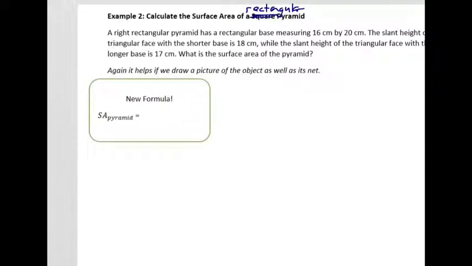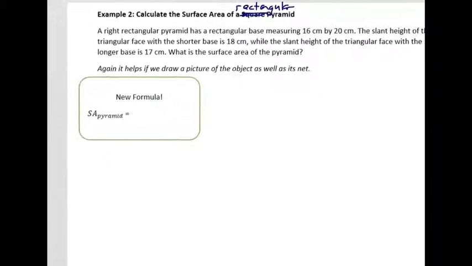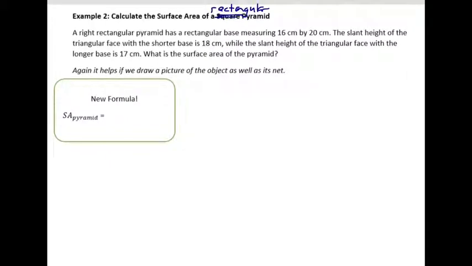It has a rectangular base measuring 16 centimeters by 20 centimeters. The slant height of the triangular face with the shorter base is 18 centimeters, while the slant height, there's that key word again, of the triangular face with the longer base is 17 centimeters. Oh my goodness, that sounds really confusing. What should I do? Draw a picture. Good.